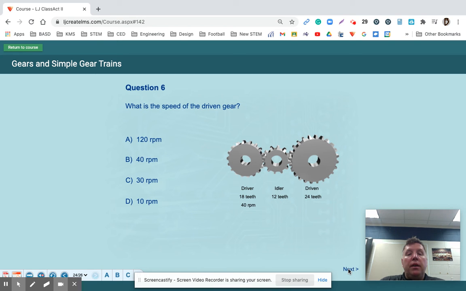What is the speed of the driven gear? A, 120, B, 40, C, 30, or D, 10? The best answer is, oh, I'm sorry, I clicked the wrong one. It should be 30 rotations per minute. So I realized this was a pretty quick one.